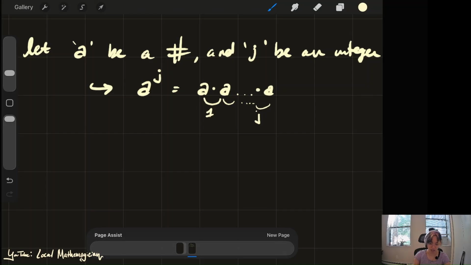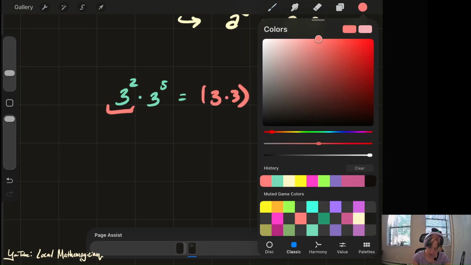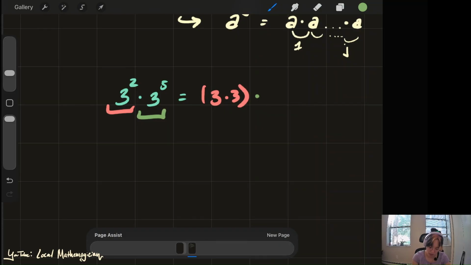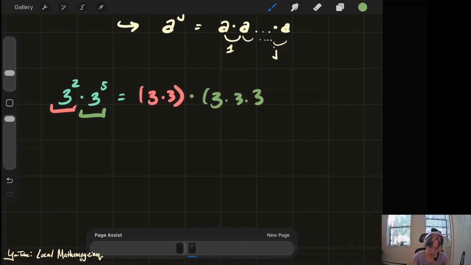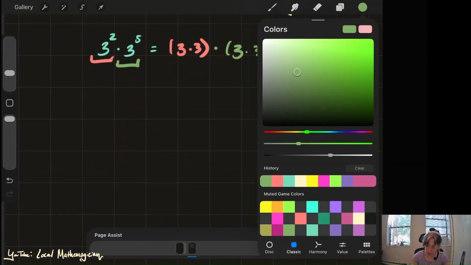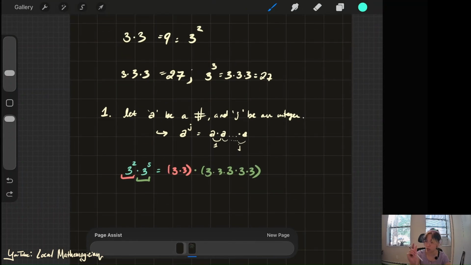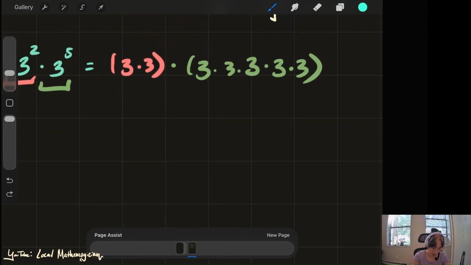Okay. Great. Now, let's say I give you 3 squared times 3 to the fifth, right? What does this mean? This can be written as 3 times 3 times 1, 2, 3, 4, 5, right? But based off of property 1, we can actually combine it down to one piece, okay? That means you can count.